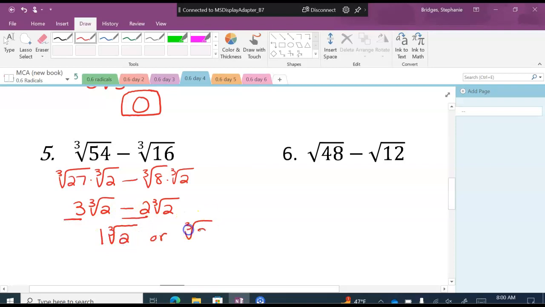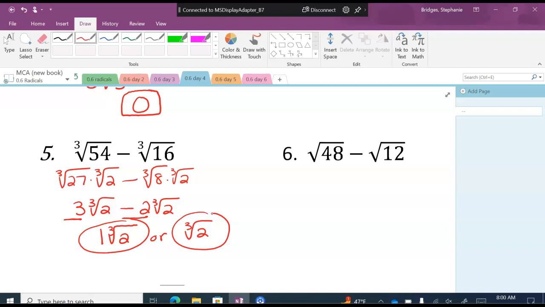Or does that also mean 1 cube root of 2 if I don't write the 1? Okay. Either way you want to write it. If you want to put the 1, that's fine. If you don't, that's fine as well. That is completely different than 0. Okay, 0 has to be there. 1 does not.